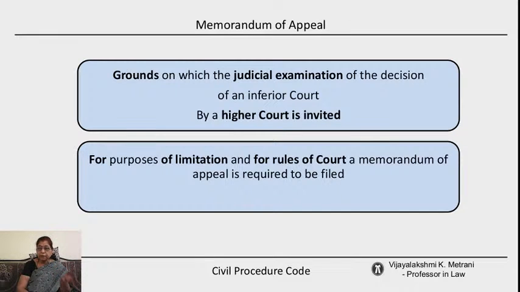Now, what is a memorandum of appeal? When you file an appeal, you file it with a memorandum.